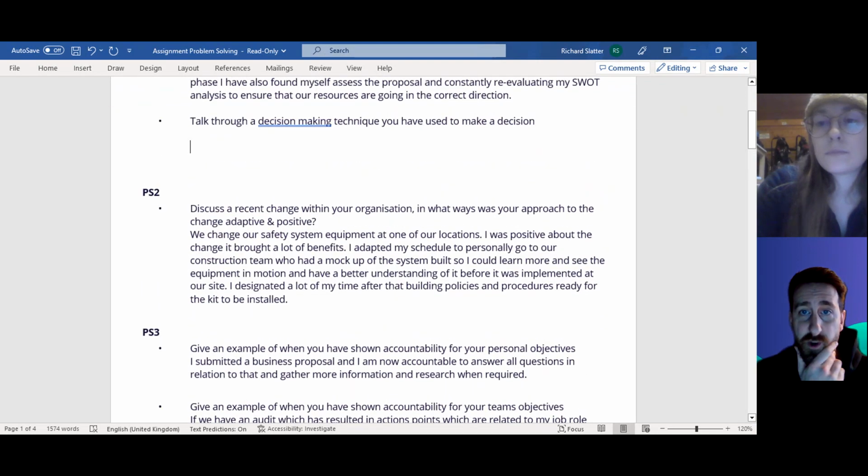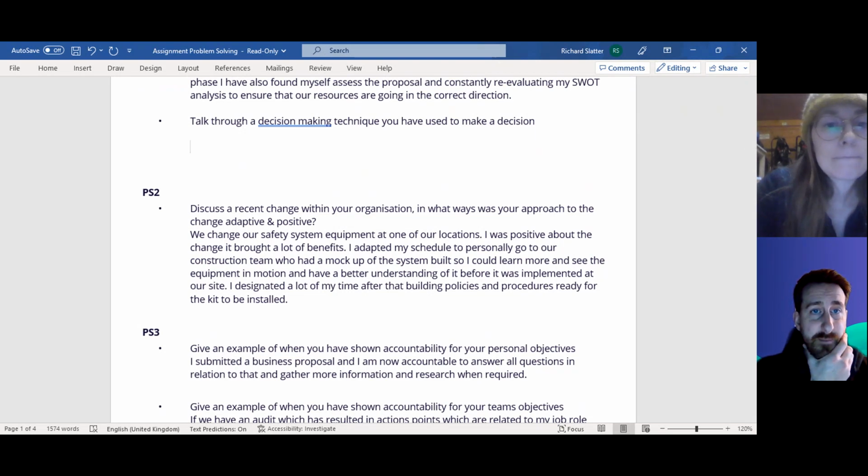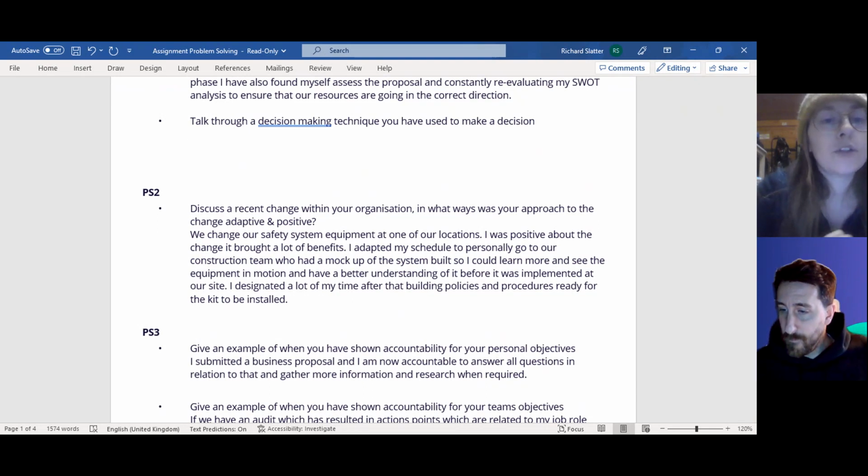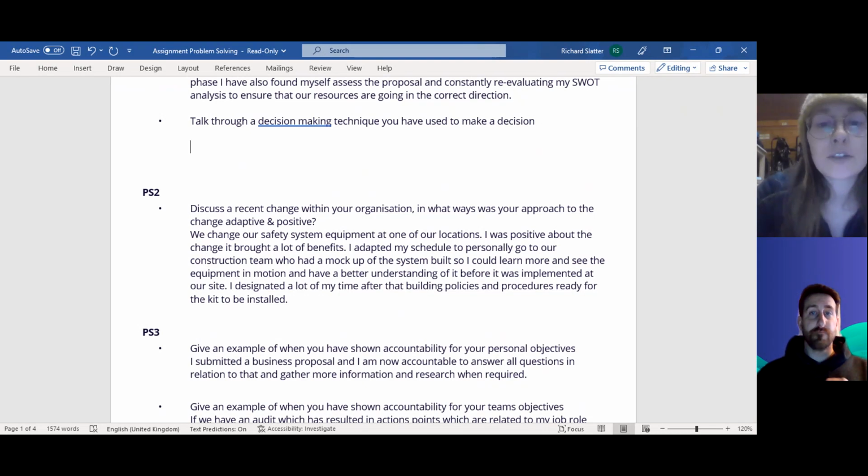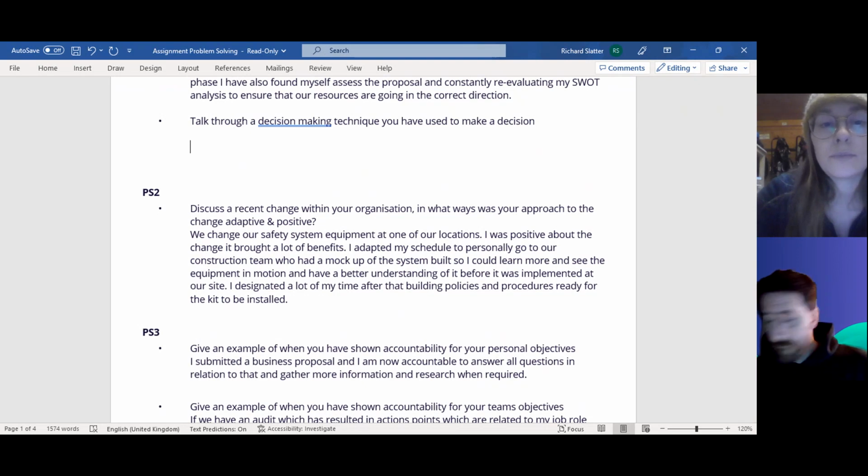Discuss a recent change within your organisation. In what ways was your approach to the change adaptive and positive? So you could talk through that for me, Kerianne, if possible. Yeah. So we changed our safety system equipment at one of our locations. I was positive about the change. It brought a lot of benefits. I adapted my schedule to personally go to our construction team, who had a mock-up of the system built, so I could learn more and see the equipment in motion and have a better understanding of it before it was implemented at our site. I designated a lot of my time after that to building policies and procedures ready for the kit to be installed. Yeah, excellent.